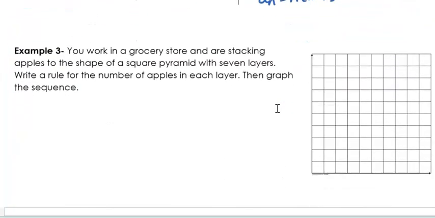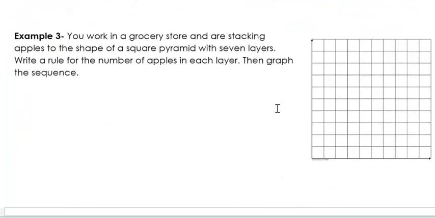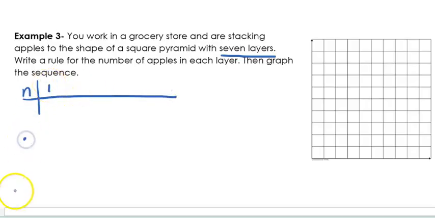All right, on example 3, you work in a grocery store and you're stacking apples in the shape of a square pyramid with 7 layers. Write a rule for the number of apples in each layer and then graph the sequence. So think about this. Layer 1 just has 1 apple. Picture you have 1 apple. The second layer has 4 apples, and then that other one's on top in the middle. So the second layer has 4.